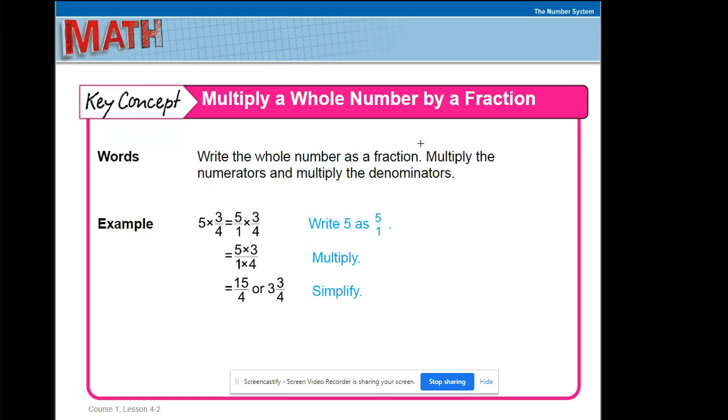So in words, write the whole number as a fraction, then multiply the numerators and multiply the denominators. So down here, like I explained in lesson 1, you are going to put a 1 under the 5, okay? And then you're going to just multiply across and then simplify. Simplify is the key thing, because if you do not simplify this, it is wrong. So 15 over 4 would be considered wrong, all right? And we'll go into more about how to simplify it in a minute.